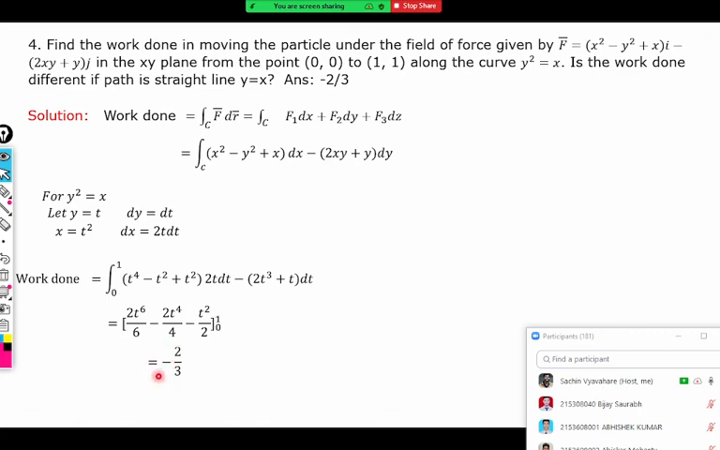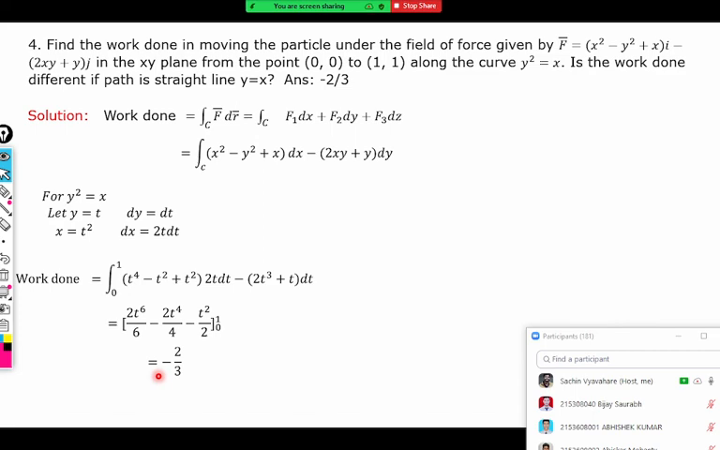We get the work done as minus 2 by 3. The work done is negative. So work done can be negative there. So minus 2 by 3 unit, whatever the unit of the work done there. Okay, that is part 1 of the question. There is one more part.